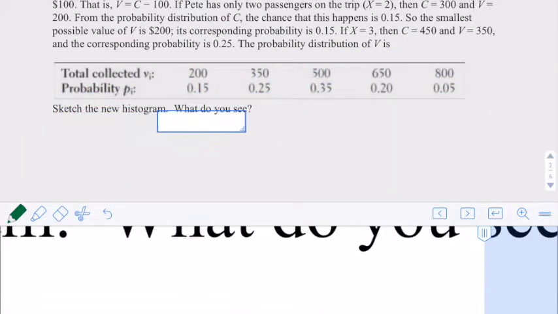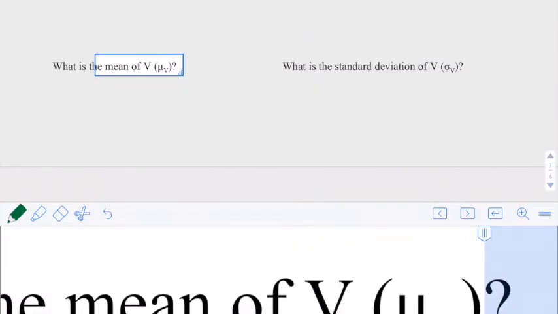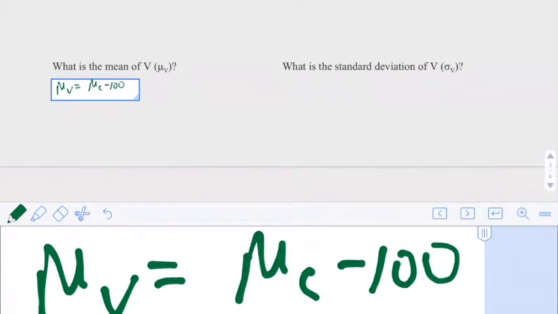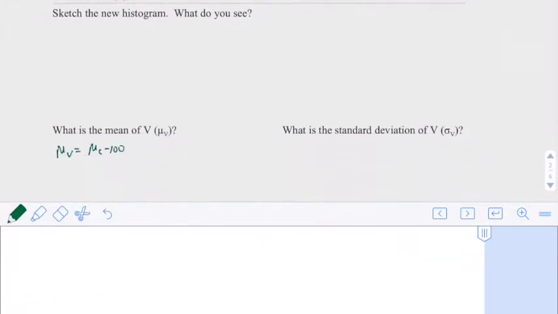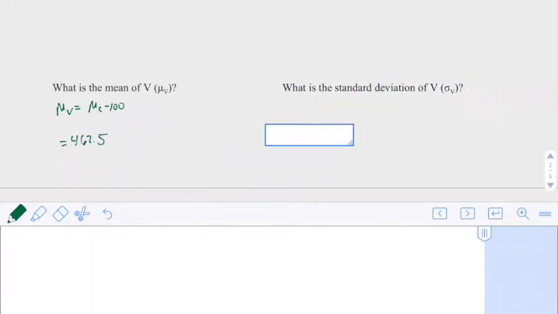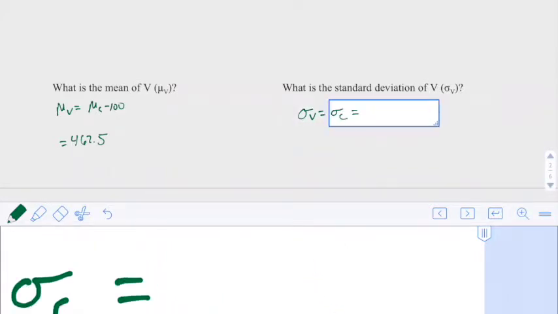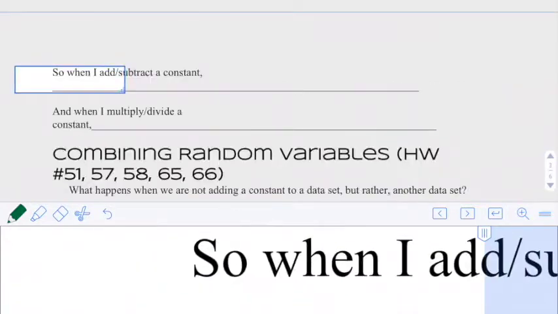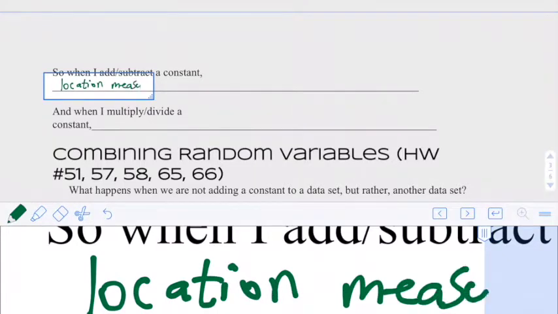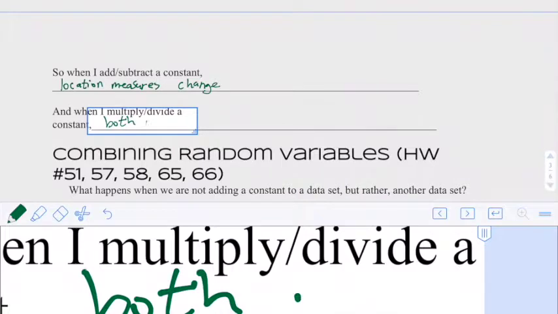So this new histogram will also be exactly the same with that different x-axis again. So remember, measures of location, like mean, because that's a location in the middle, we would subtract the constant. So it was 562.5, so that equals 462.5. The standard deviation does not change because the constant will not affect that standard deviation. So this is still 163.5. So when I add and subtract a constant, location measures change. When I multiply or divide by a constant, both measures change.